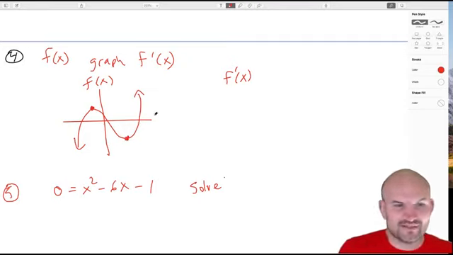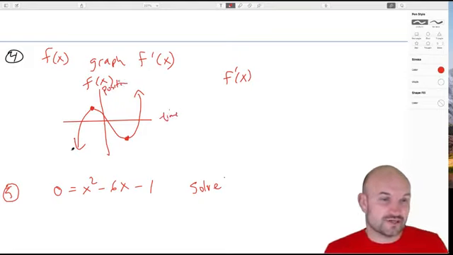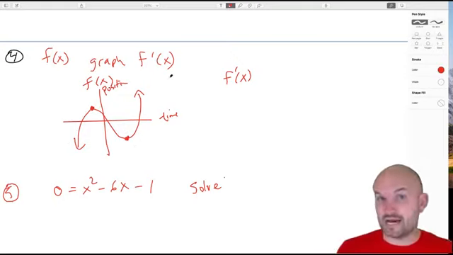So again, you can think about this as the position, and here's time. I'm sorry, that would be the wrong axis. Here is your position, time. So you can see it's going up, then it's going down, and then it's going up.